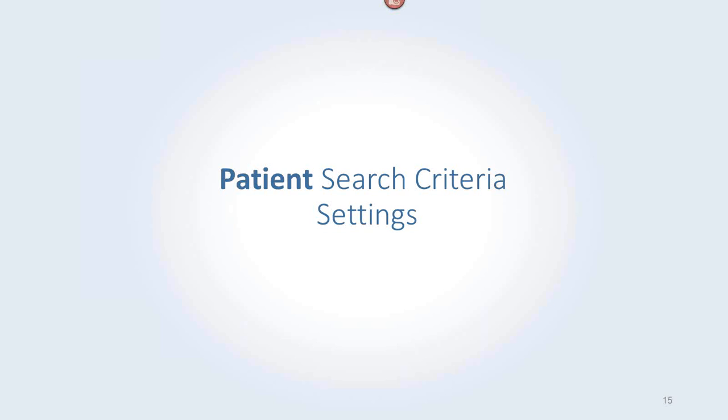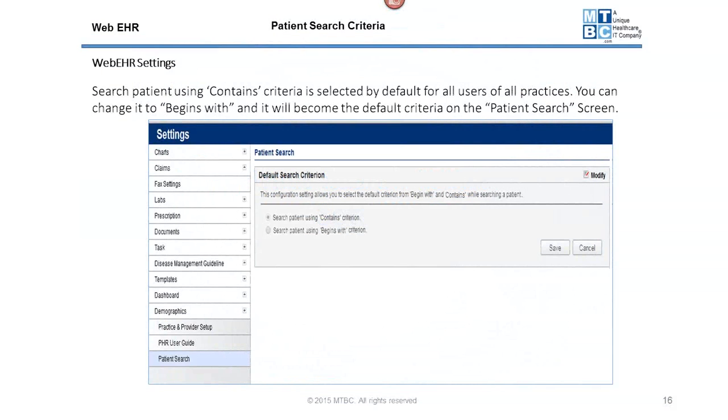The next thing we have is about patient search criteria settings. We can now define a default search criteria for the patients, whether they want to be searched by contains or begins with option. You can always switch the options from the patient search tab.